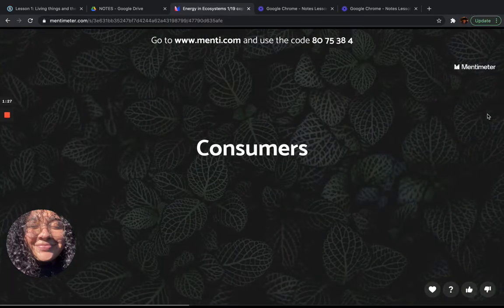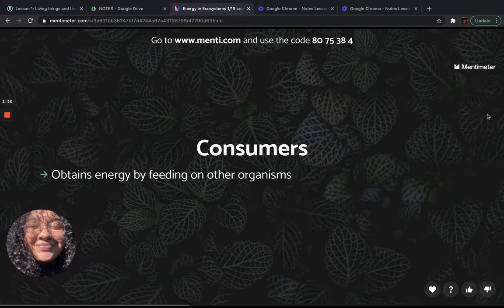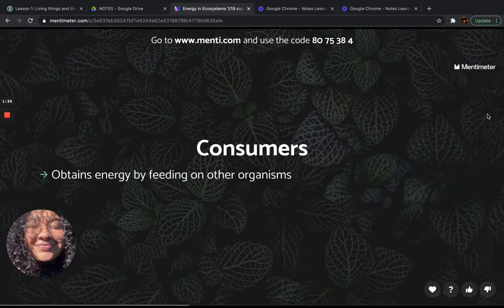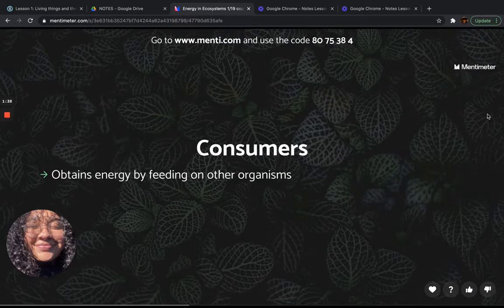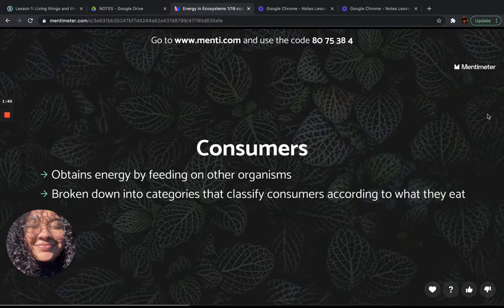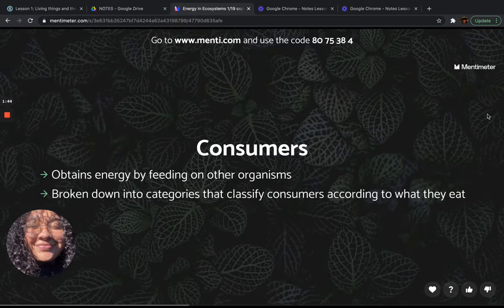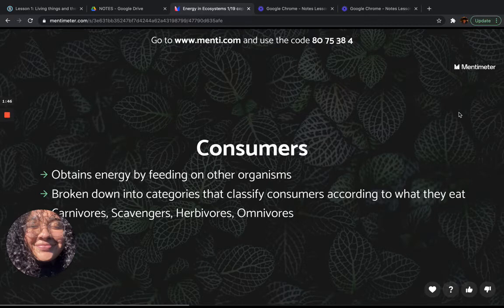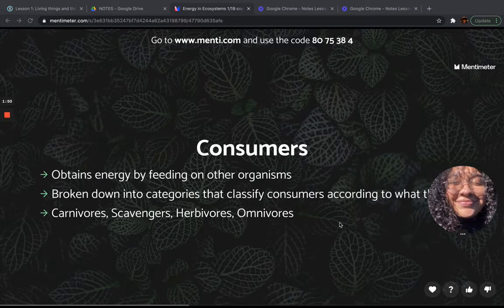Okay, and then next is consumers. They obtain energy by feeding on other organisms. So the consumer is eating either the producer or they're eating other consumers. And those are broken down into categories that classify consumers according to what they eat. So those can be carnivores, scavengers, herbivores, or omnivores.